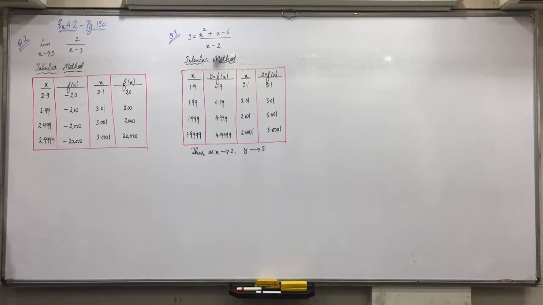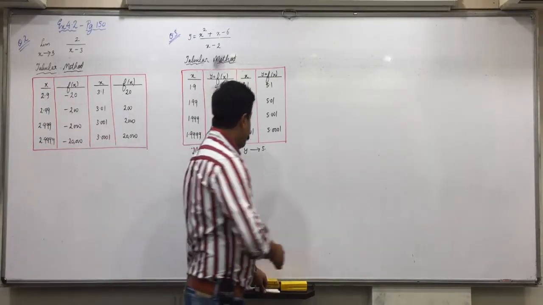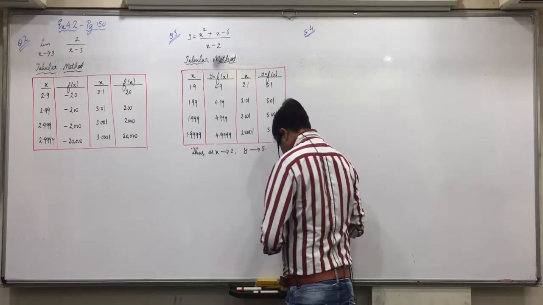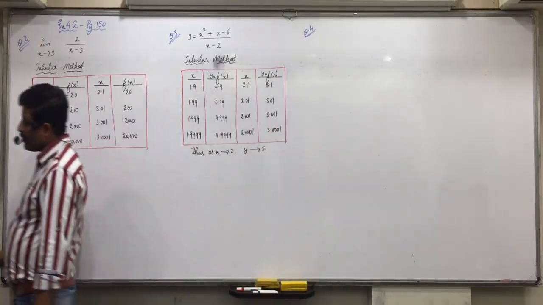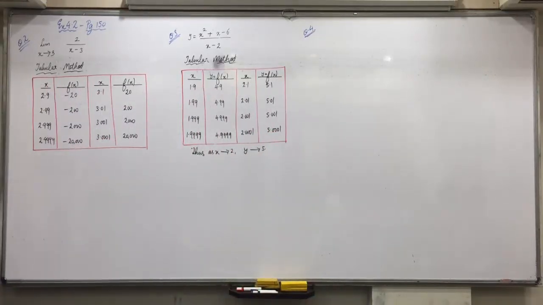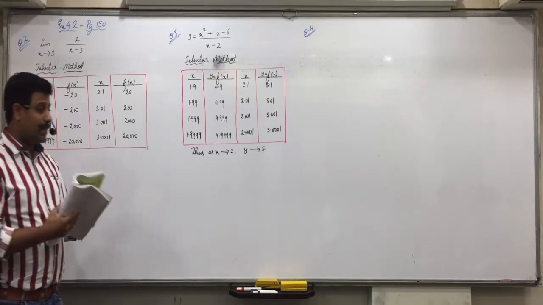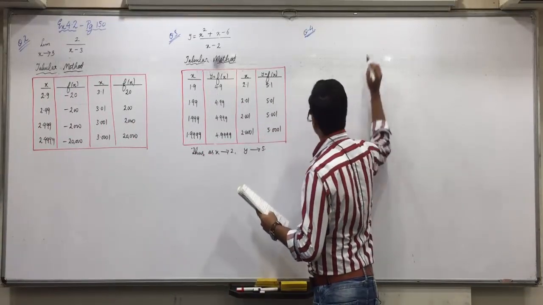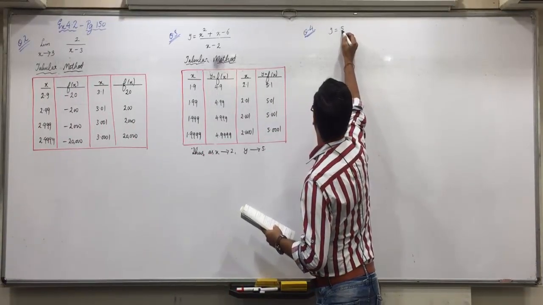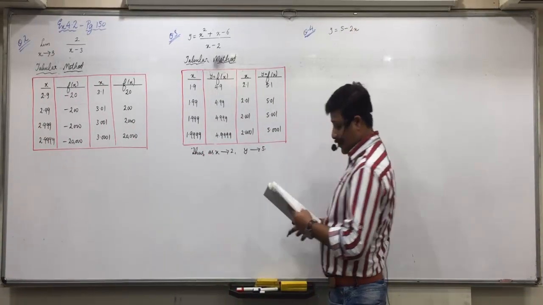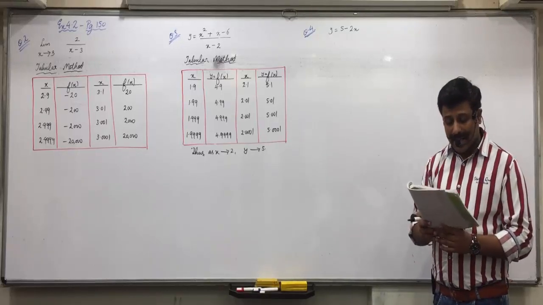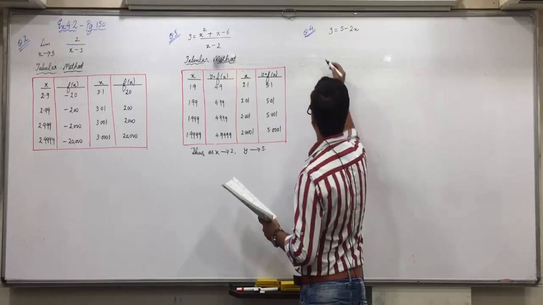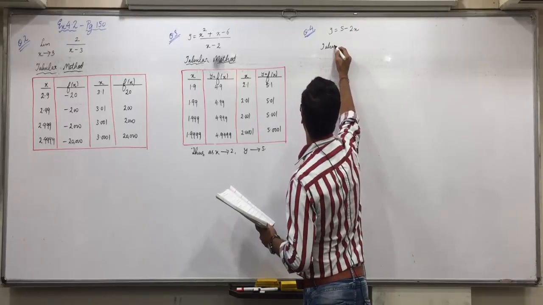And the last question, 4. Y equals to 5 minus 2x. Now the function is a simple one. You can perform all the calculations also. Y equals to 5 minus 2x. Then show that as x tends to 1, y tends to 7. So, tabular method.